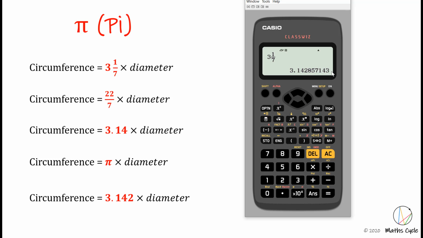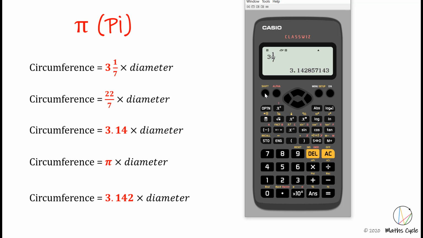3.142857143. That's the most accurate version of the number that we use when you multiply it by the diameter to make the circumference. So you can get it that way by putting in 3 1/7 or 22/7 and pressing the SD button twice. Or you can get it by using this button down here.